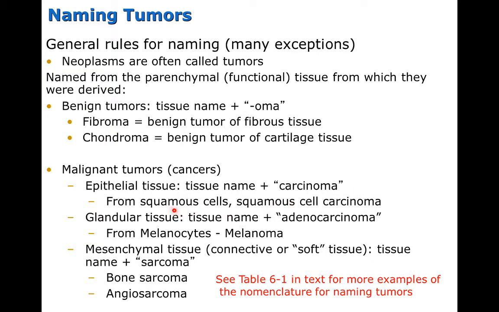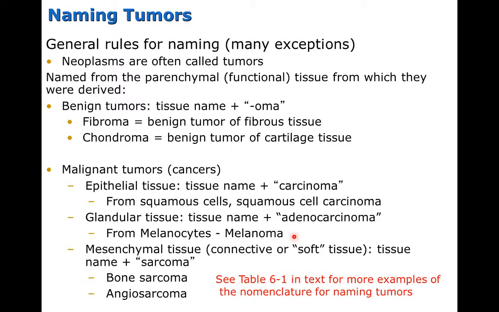So an example would be squamous cell carcinoma. If it's from a glandular tissue, we would call it adenocarcinoma. Or from melanocytes, it's called melanoma. Mesenchymal tissue, or connective or soft tissue, would be a sarcoma. This can be a little confusing because melanoma ends in actually -noma, N-O-M-A, not just -oma.